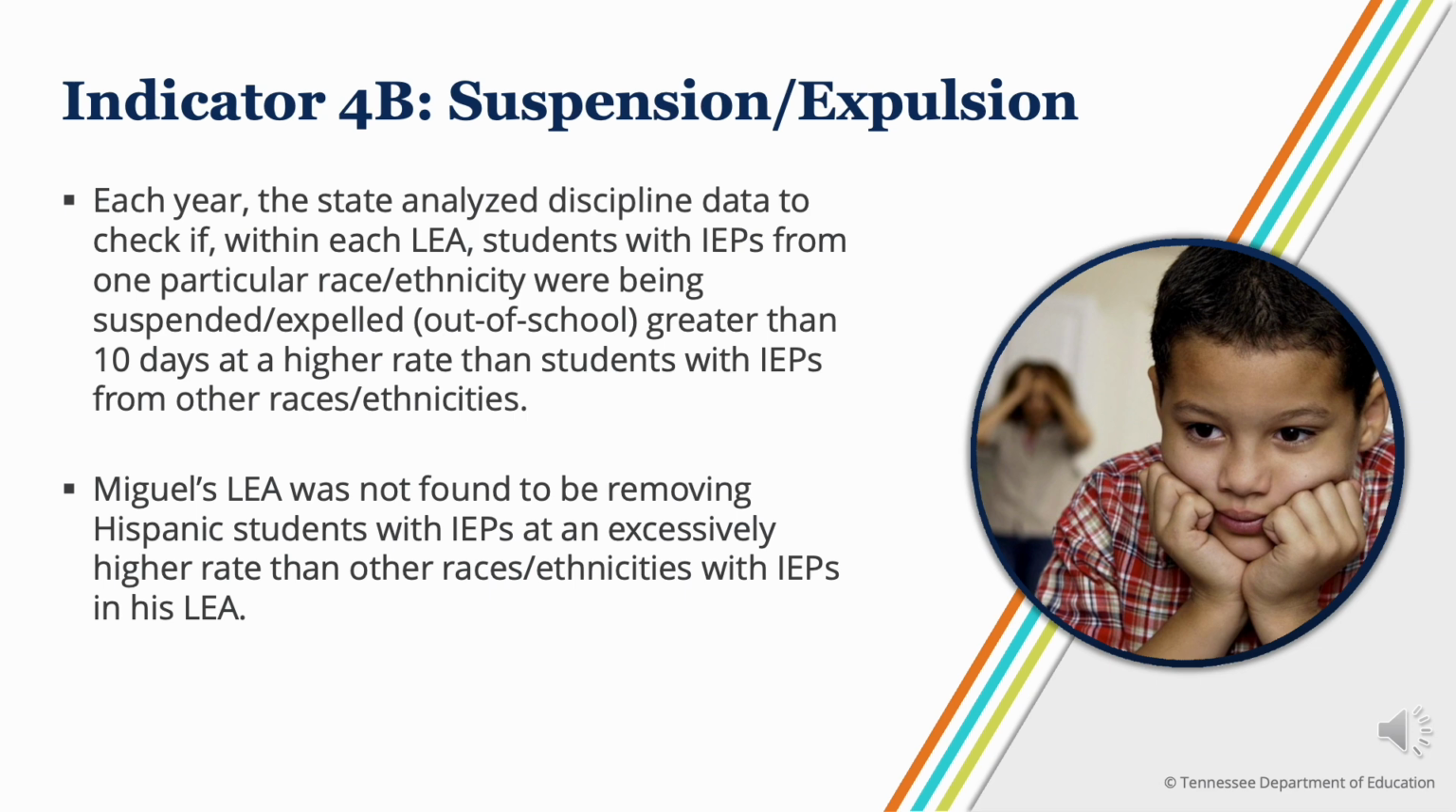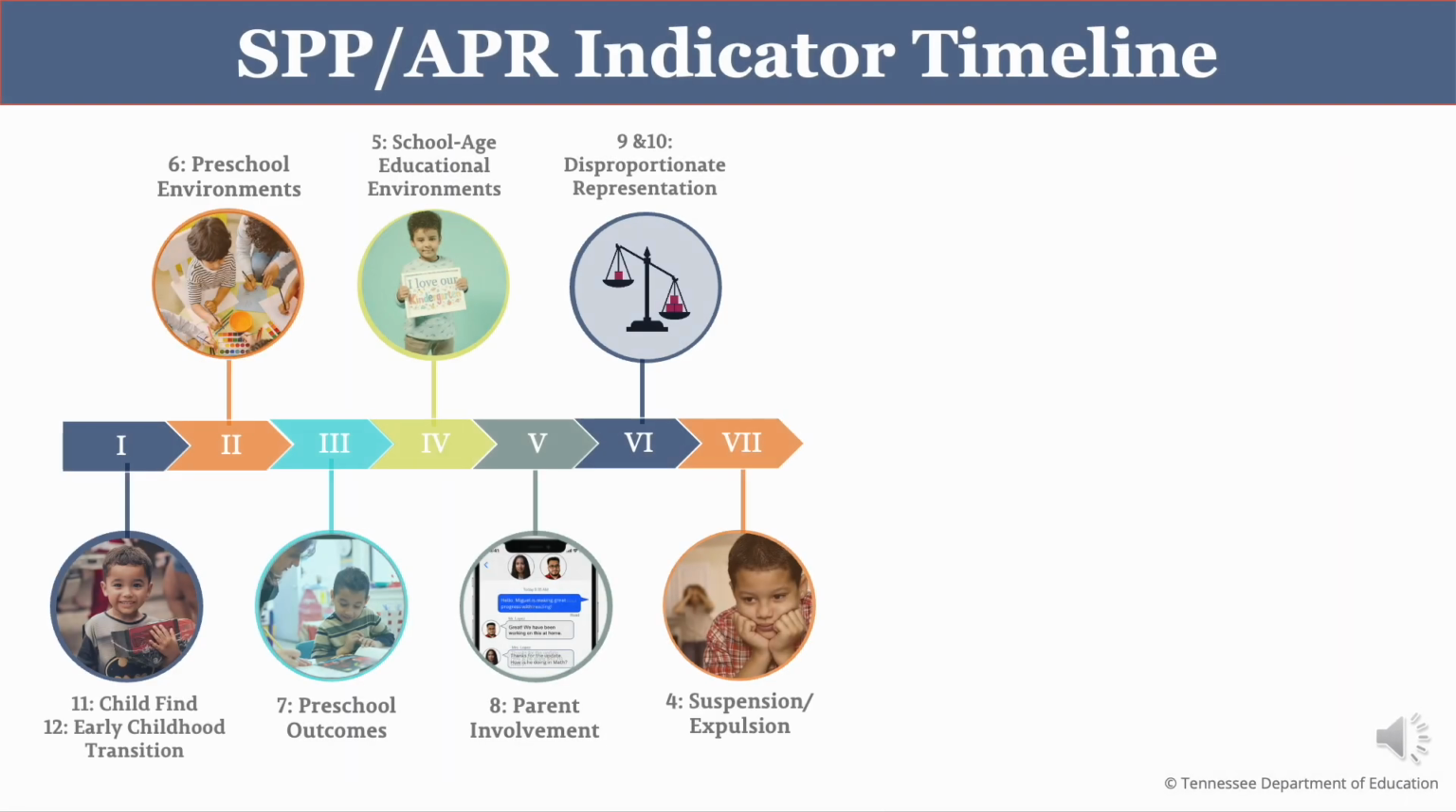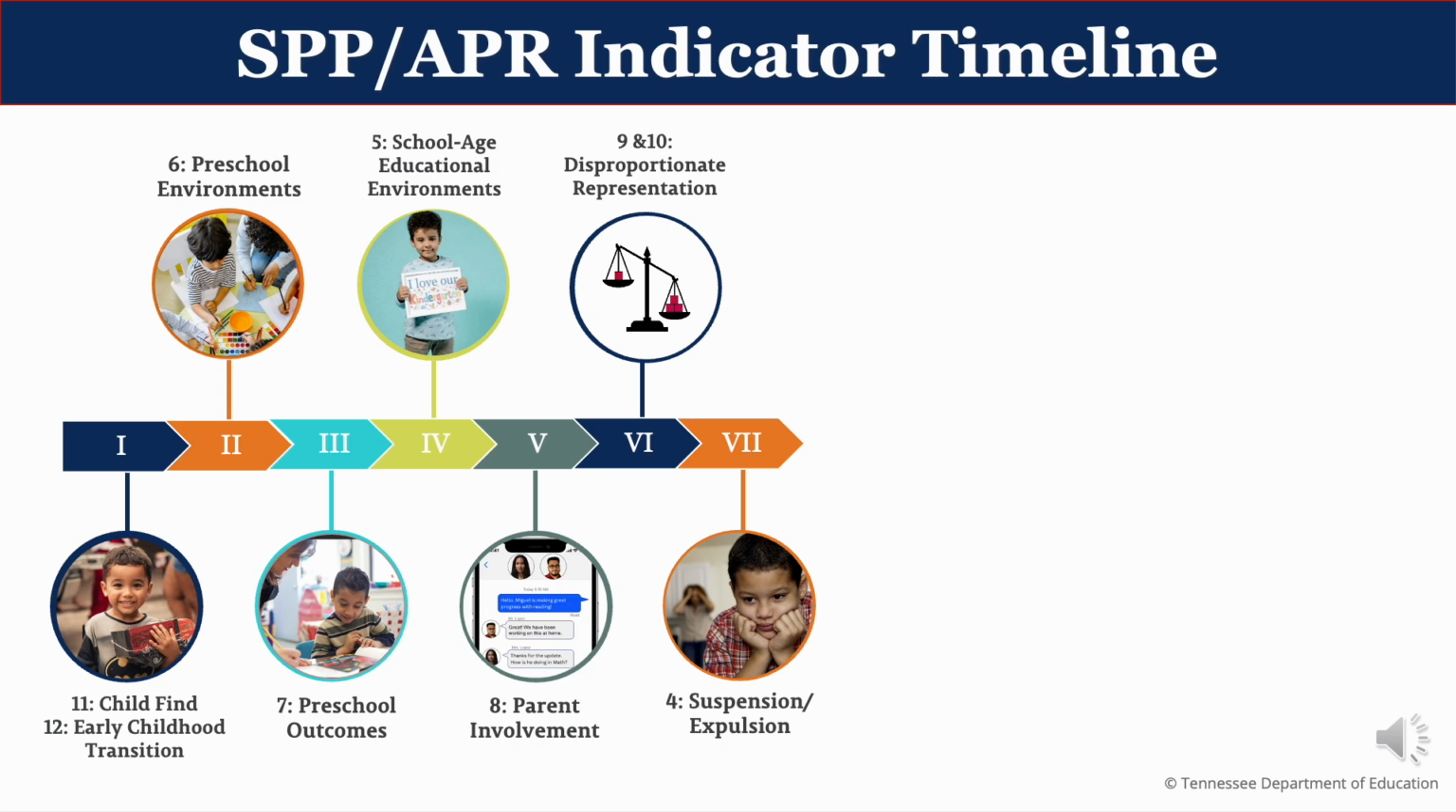But if an LEA is found to have significant discrepancy, the state is required to analyze the LEA's data to determine whether the significant discrepancy is the result of policies, procedures, and practices that do not comply with federal requirements related to the development and implementation of IEPs, use of positive behavioral supports, or within the procedural safeguards. And with indicator 4, we drop another flag along the way.